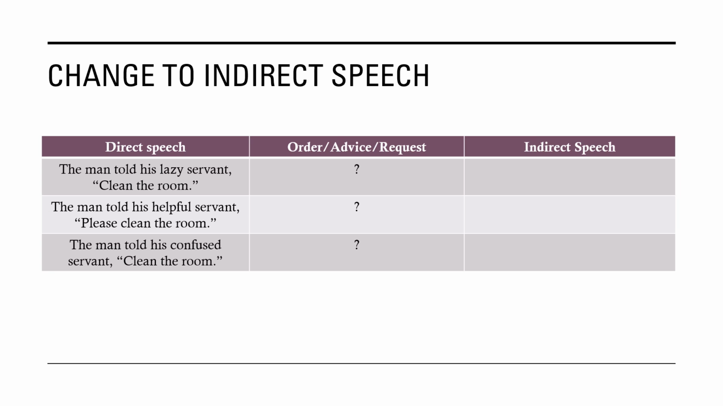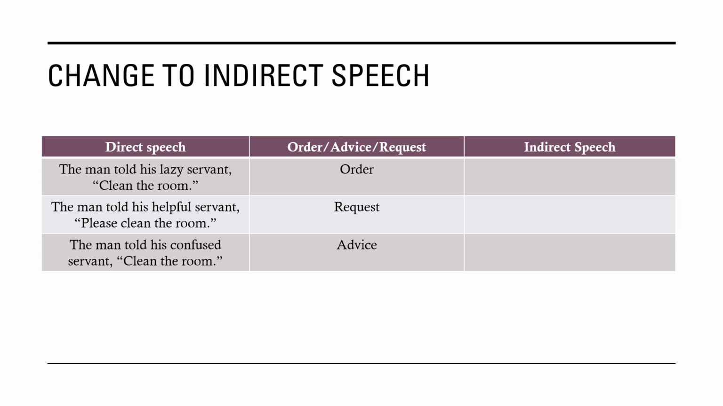In the third sentence, the man told his confused servant, "Clean the room." Here, the servant is confused. He doesn't know what to do. So, the man is helping him by telling him what to do. So, it is an advice. So, the first sentence is an order, the second a request, and the third an advice.